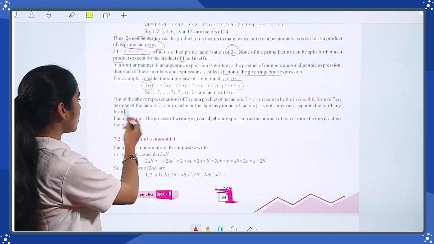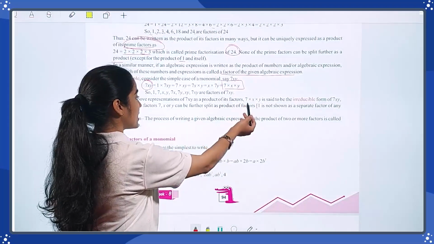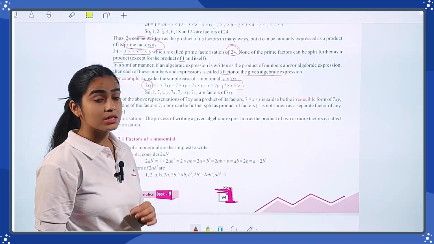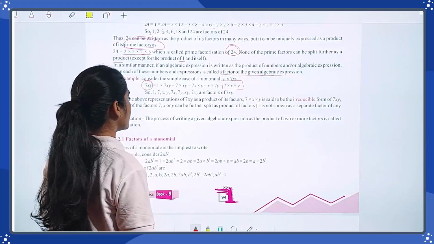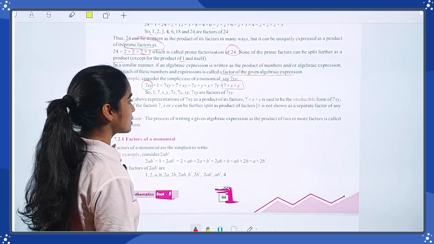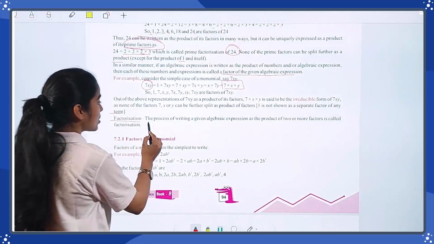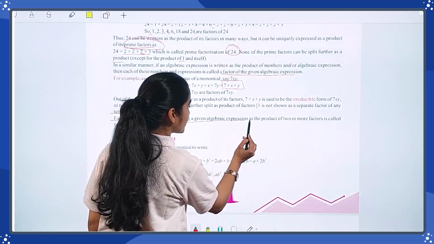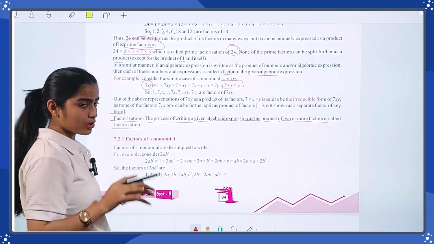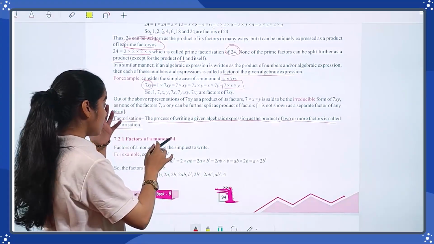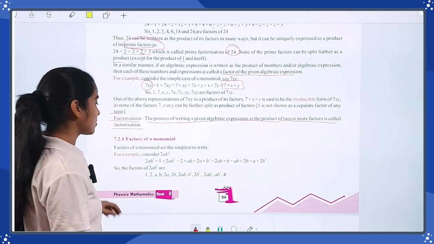Next, we have the above representation of 7xy as a product of its factors, 7 multiplied by x multiplied by y, which is said to be irreducible. In 7xy, none of the factors 7, x or y can be further split as a product of factors; 1 is not shown as a separate factor of any term. Next, we have factorization. The process of writing a given algebraic expression as the product of two or more factors is called factorization. It is a process. Which process? Where we are writing a given algebraic expression as the product of two or more factors.